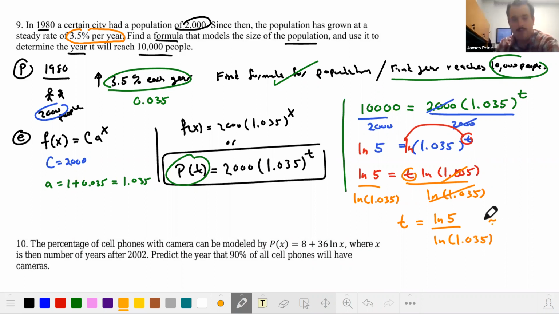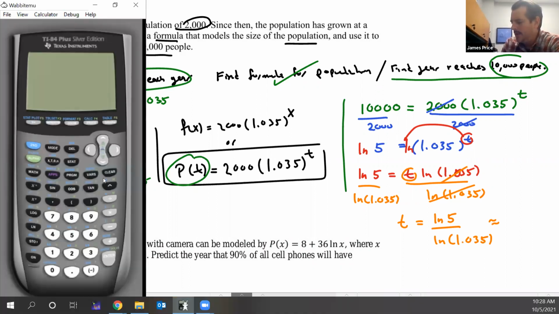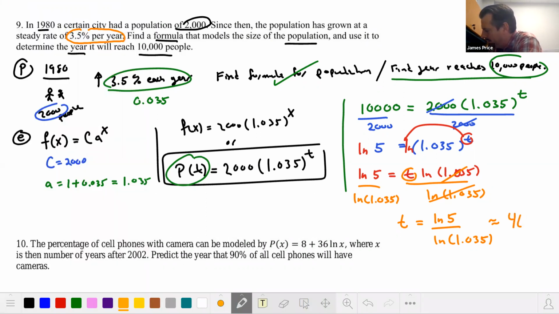And we can approximate that with our calculator. So we'll turn this on, clear that out, and type ln of 5 in parentheses, and then divided by ln of 1.035 in parentheses. And then hit enter, and this tells us basically the number of years it's going to take for the population to reach 10,000 people, which is about 46.8 years. So let's write 46.8, and then don't forget the units, years.